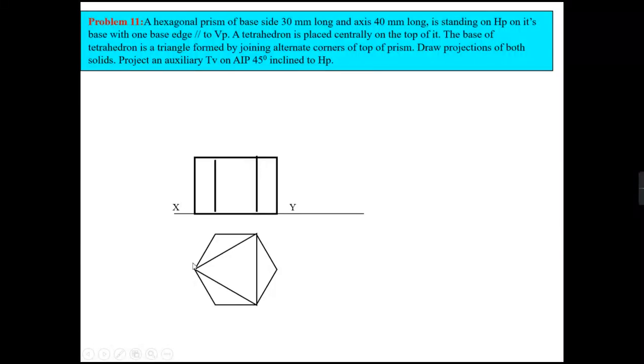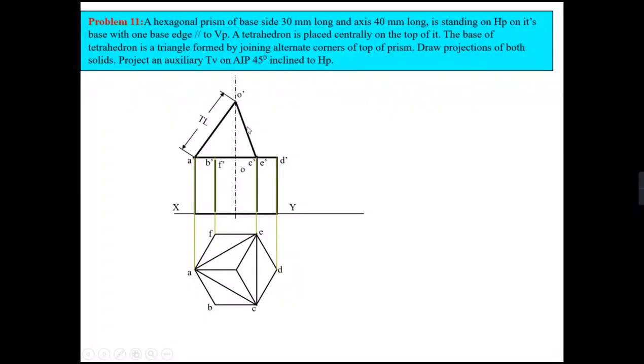So this is how I am making the top view of the tetrahedron, and the center point we already know. So this will be the top, and this will be the final top view. After that, I will draw the projectors so that I get the front view of the tetrahedron. In the previous problem, we already discussed how to draw the front view of the tetrahedron. After getting the front view and top view, I will draw an auxiliary plane at 45 degrees.